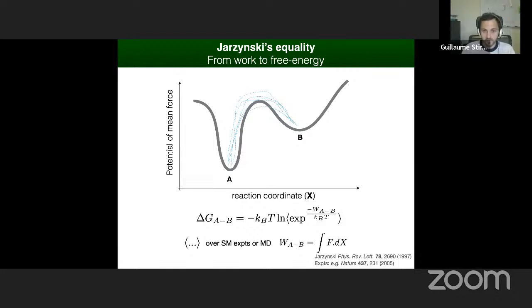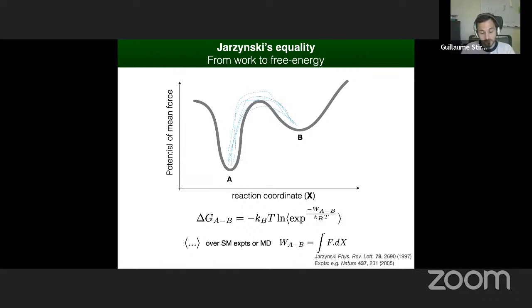So it doesn't need to be quasi-equilibrium. You can be really out of equilibrium. You do that tens, hundreds of times, and you do the ensemble average of this quantity on the right-hand side, which is the exponential average of this work. And in principle, if you do that a lot of times, you do the average, you can get the equilibrium free energy difference between the two states A and B.